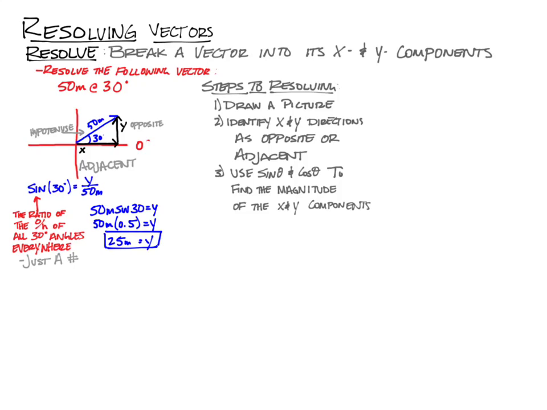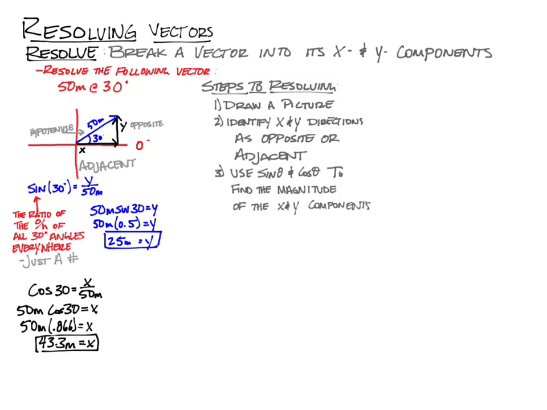And then we'll do the x part. Looking at the x, that's my adjacent side, so we're going to use cosine of 30. The cosine of 30 degrees is equal to x, my adjacent side, over my hypotenuse, which is 50 meters. So multiply both sides by 50. I have 50 meters times the cosine of 30 equals x. The cosine of 30 is 0.866. That tells me that x is equal to 43.3 meters.